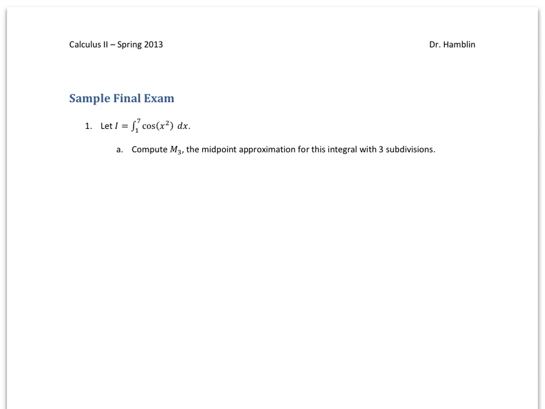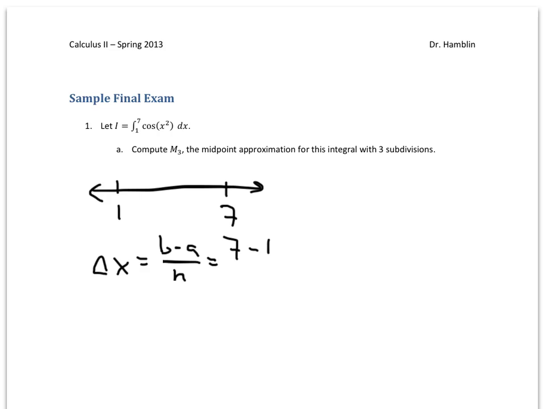For this first problem, we're asked to compute M3, the midpoint approximation for this integral. So we're going to take that interval from 1 to 7 and break it up into 3 equal pieces. So our delta x is going to be b minus a over n, as it always is. In this case, that's 7 minus 1 divided by 3, which works out to be 2. And so that means that our dividing lines are 2 units away from each other.